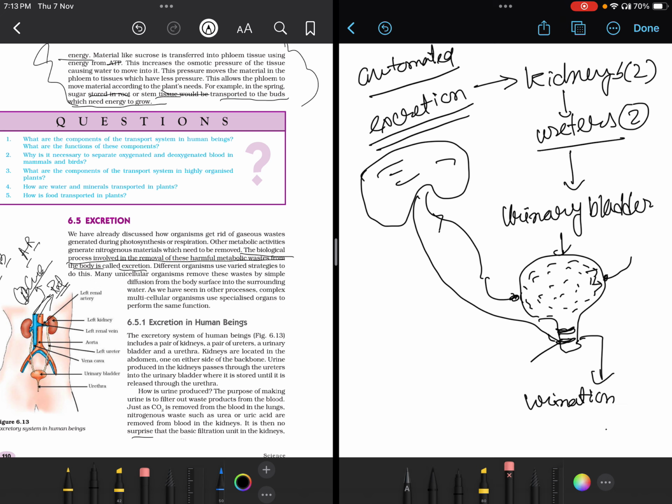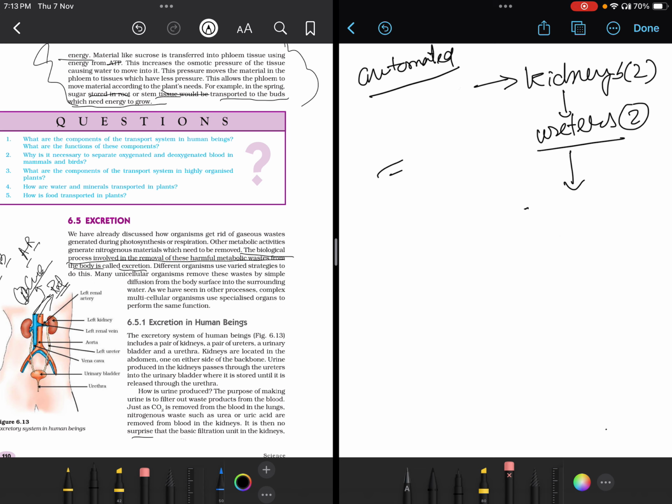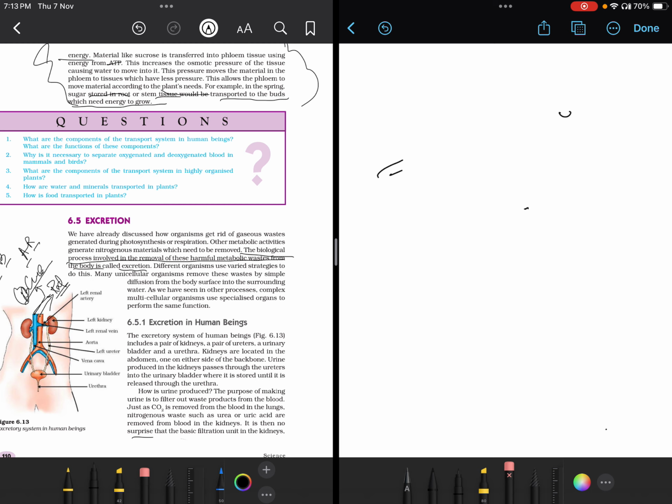Okay, have you understood till now? I hope this has been simplified as much as I could. Okay, now let's start the next line.